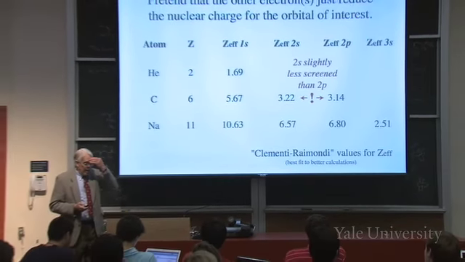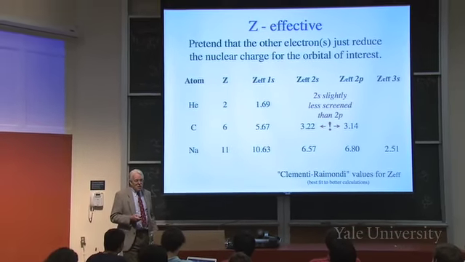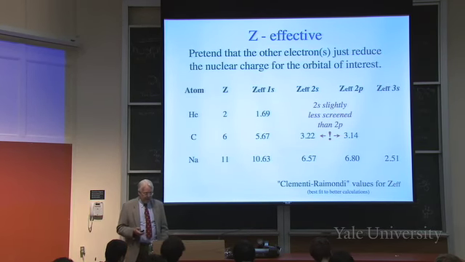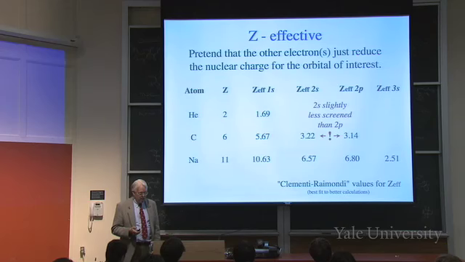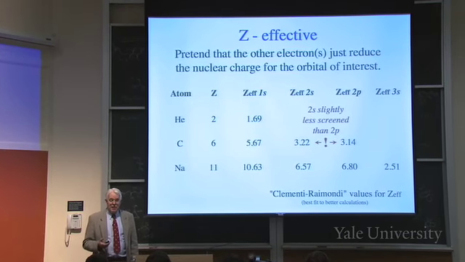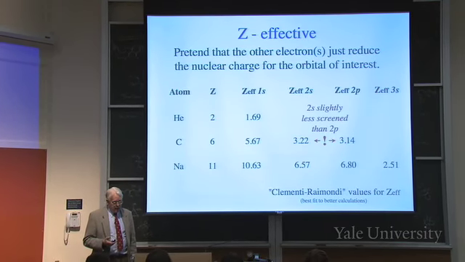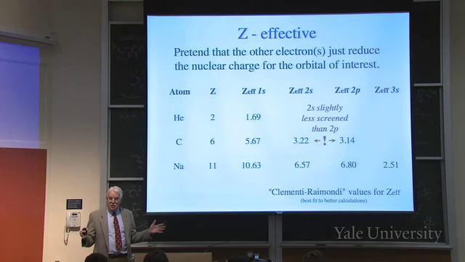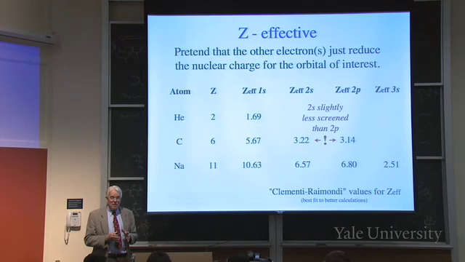Okay, now, let's look at sodium. So sodium has a nuclear charge of 11, and you won't be surprised to see that Z effective for the 1s electrons of sodium is 10.63, almost 11. They're very little screened. 2s is 6.57. 2p is 6.8, but 3s is only 2.5, right? Because it's further out still, so there are more electrons inside hiding the nucleus.